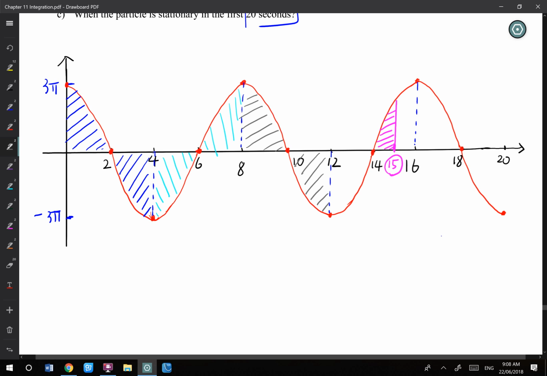Should have some graph looks like this. Well, I draw up to 20. You can draw up to 16 because the period is 8, so you can draw 2 periods.